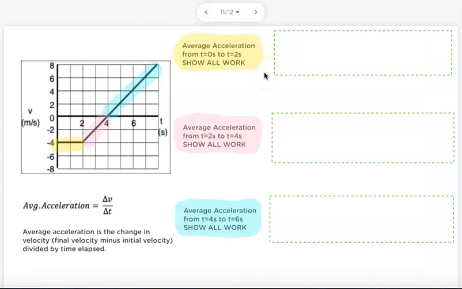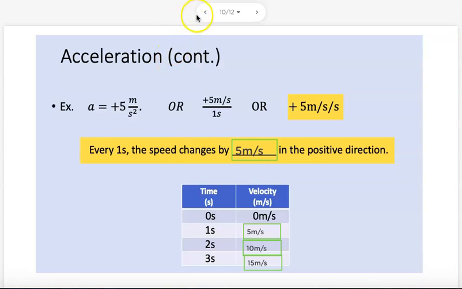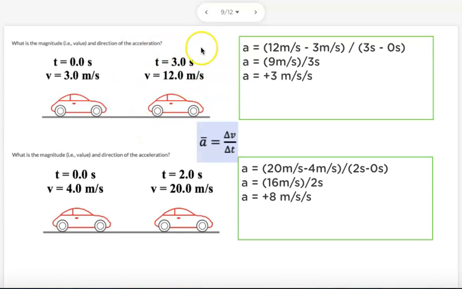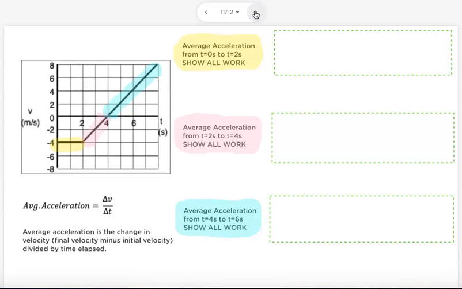So now, whereas before we worked with a position time graph, here we're working with a velocity time graph, and we want to find the average acceleration graphically, whereas two slides ago we found the average acceleration from a pictorial representation. So let's find it graphically.